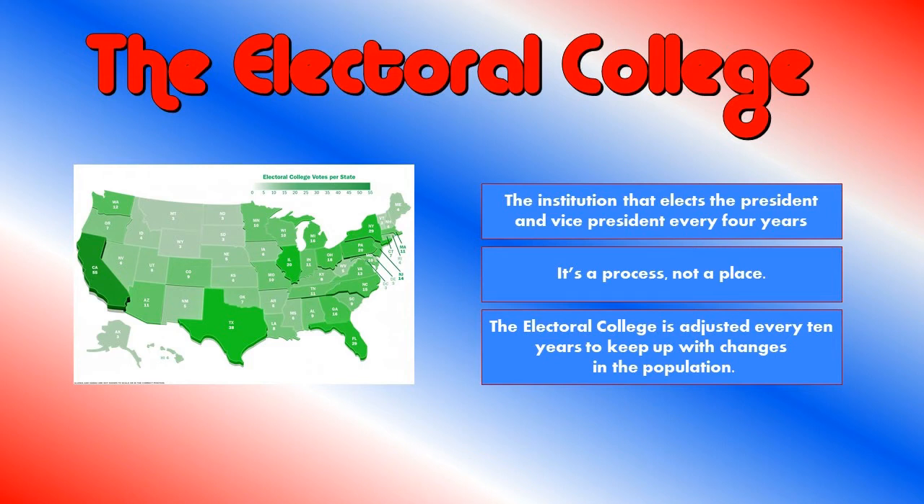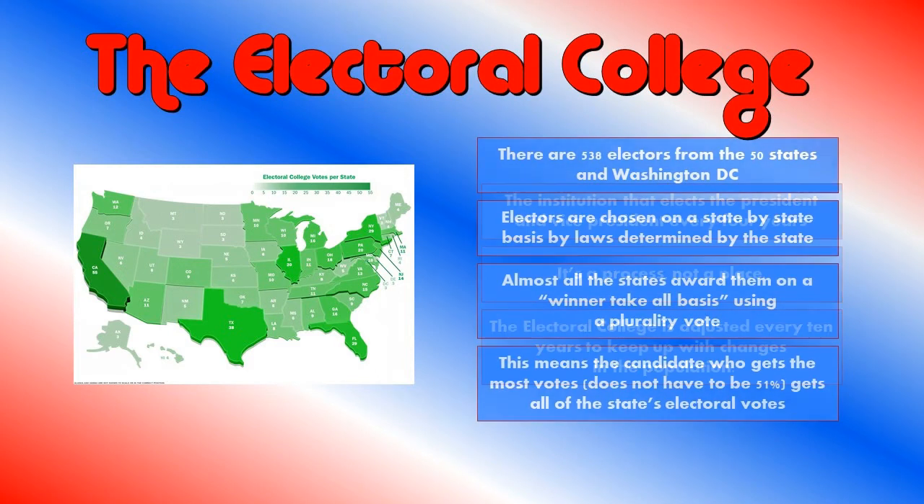And the Electoral College changes over time. Just like reapportionment in the census, the census is used to adjust the Electoral College every 10 years to keep up with changes in the American population. Make sure that the states are worth the appropriate number of votes.